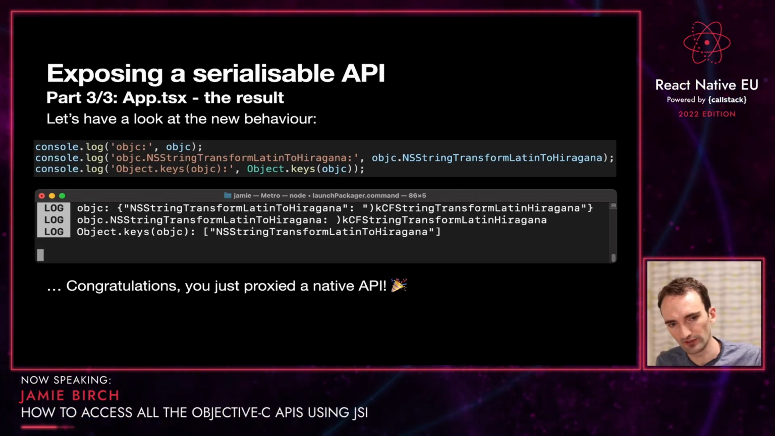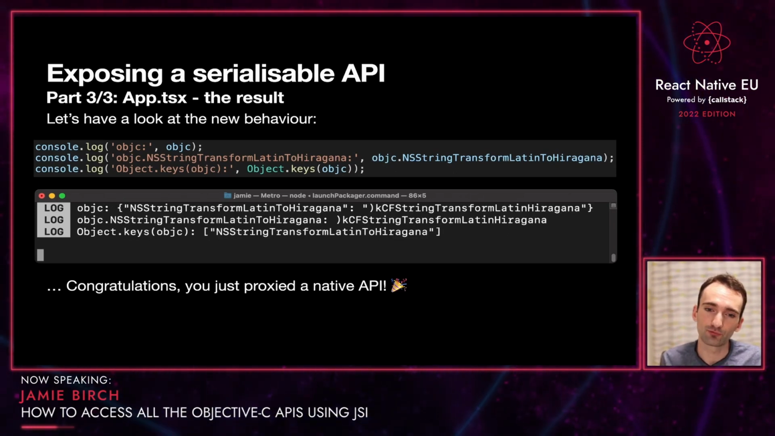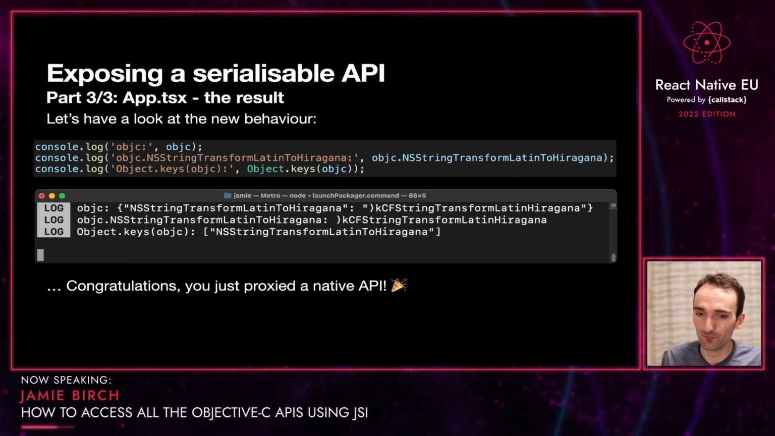And if you call Object.keys, you will see the list of keys. So congratulations, you just proxied a native API. Now there's a lot more you can do from here.